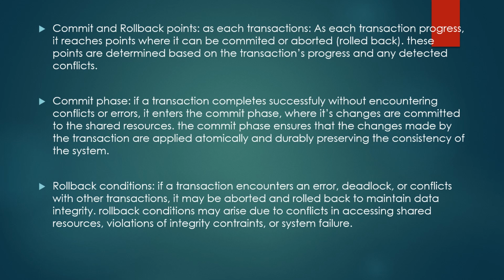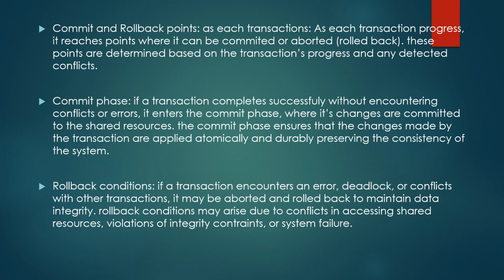The commit phase. If a transaction completes successfully without encountering conflicts or errors, it enters the commit phase where its changes are committed to the shared memory. The commit phase ensures that the changes made by the transactions are applied atomically and durably, preserving the consistency of the system. My colleague was talking a lot about atomicity, consistency, durability. Now this is all what we are trying to prove by this method of the rollback. We have the rollback conditions.